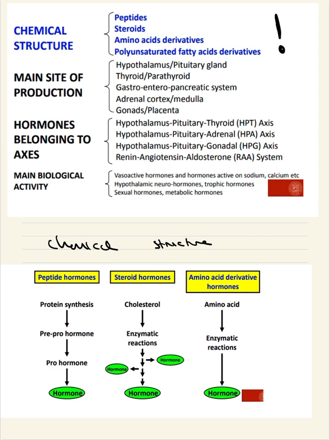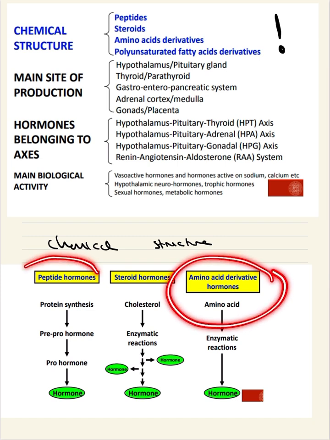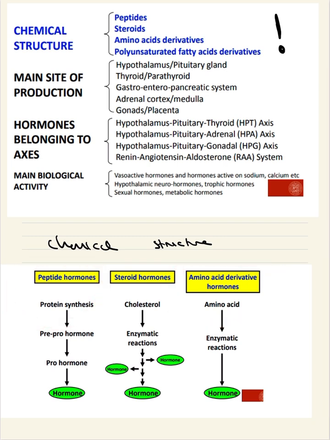So here we see peptide hormones, which are basically coming from protein synthesis. Steroids are derivatives of cholesterol, and amino acid derivatives are going to be coming from just one amino acid, okay? So you might be saying to yourself, what's the difference between an amino acid derivative hormone and a peptide hormone? Isn't a peptide made of amino acids? Yes, but a peptide hormone is a peptide, so it's made up of multiple amino acids, whereas here we have just one single amino acid, okay? So we're going to talk about all of these.